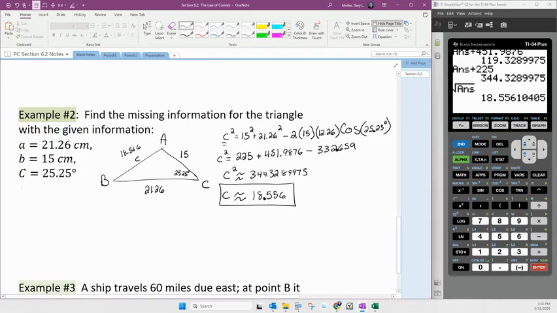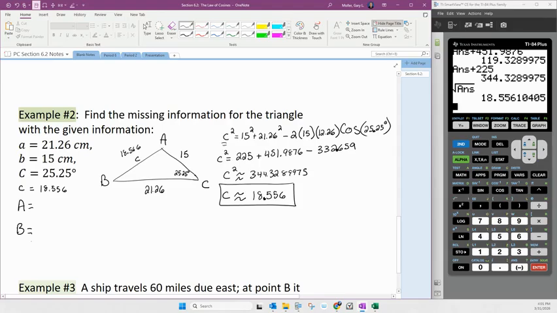All right, so little c, let's document it: 18.556. What else do I need? I've got little a, little b, little c. I've got big C. I need big A, and I need big B.